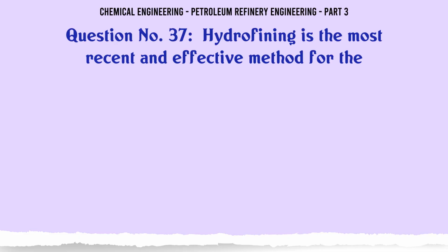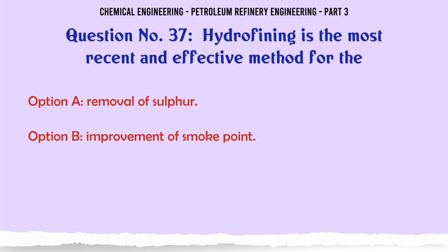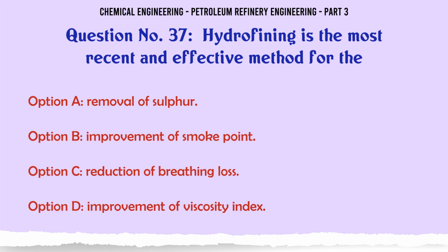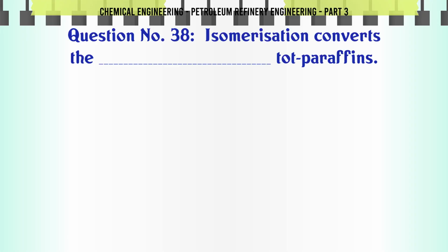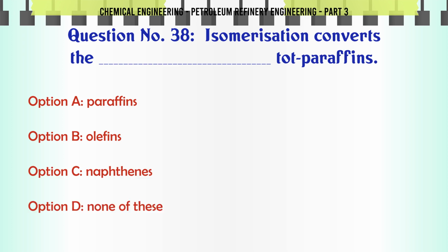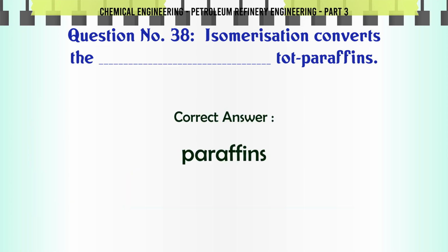Hydrofining is the most recent and effective method for the A. removal of sulfur, B. improvement of smoke point, C. reduction of breathing loss, D. improvement of viscosity index. The correct answer is removal of sulfur. Isomerization converts the straight-chain paraffins to A. isoparaffins, B. olefins, C. naphthenes, D. none of these. The correct answer is isoparaffins.